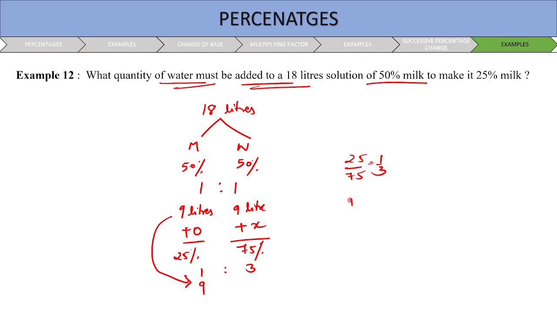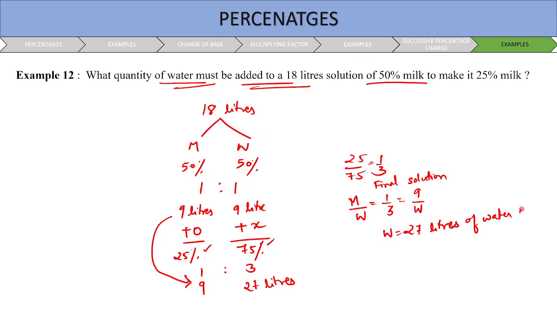Now we know that the ratio of milk to water in the final solution is 1 is to 3. 25 percent of milk and 75 percent of water is 1 is to 3. And I know that the quantity of milk is 9 liters. So can't I now find my quantity of water? I can find, correct? So water is now 27 liters. And this 27 liters is my final quantity in the solution. So I have 27 liters of water in the final solution.